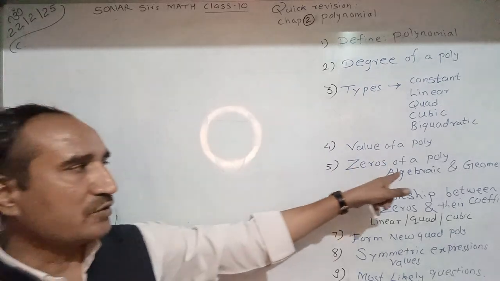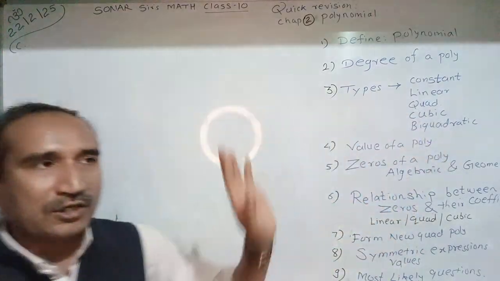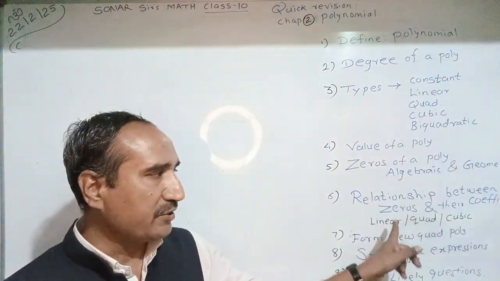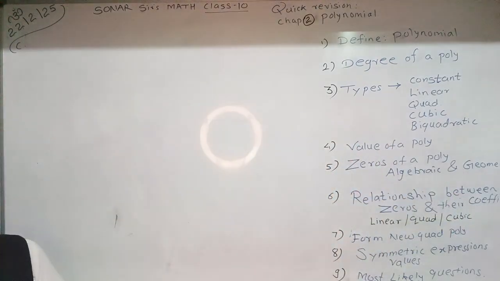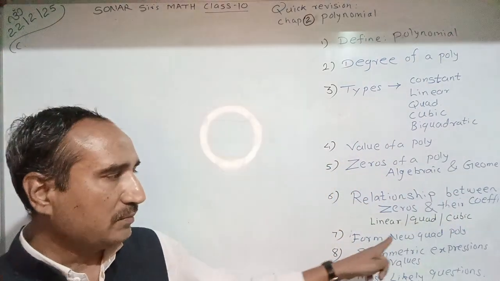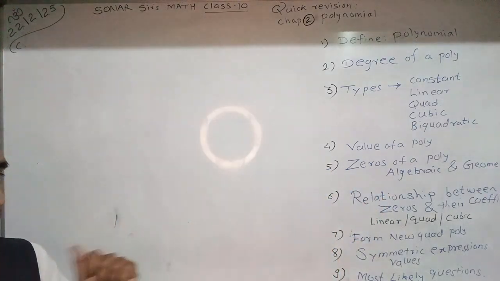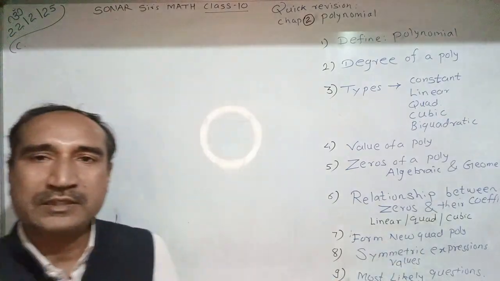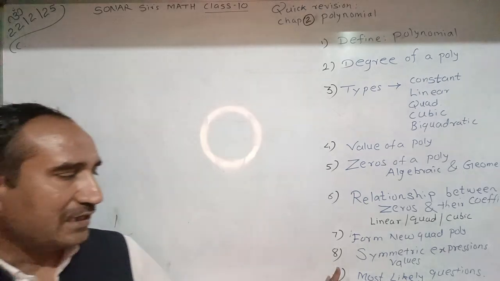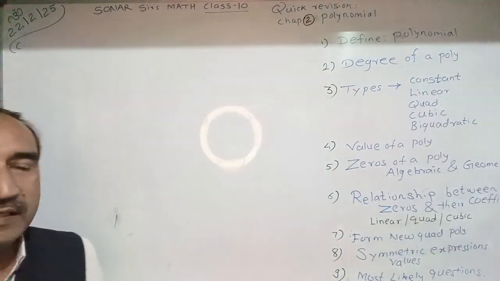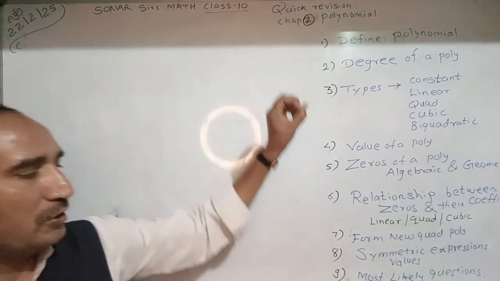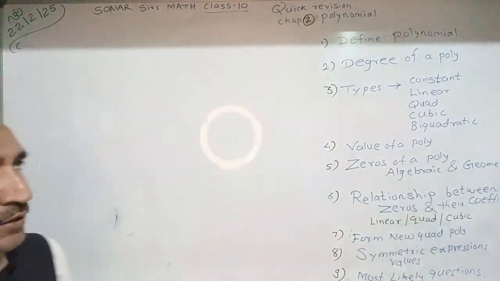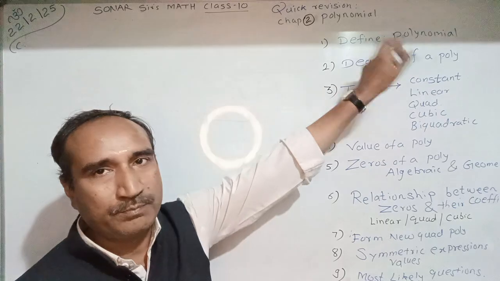Fifth point, zeros of a polynomial, algebraic and geometric zeros. Sixth point, relationship between zeros and their coefficients. Seventh point, formation of new quadratic equation. Then eighth number, we will discuss symmetric expression and their values. And the last and most important point, we'll discuss the questions on the polynomial, most likely questions related to the chapter polynomial. So let's start with the first, definition of polynomial.